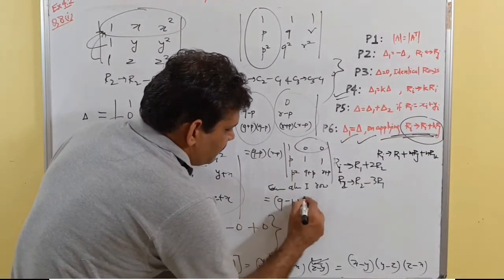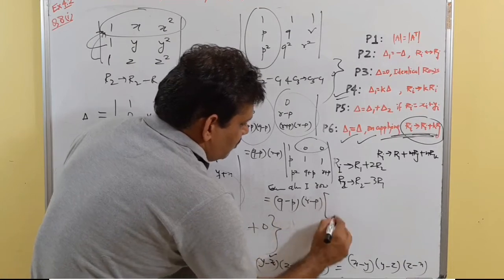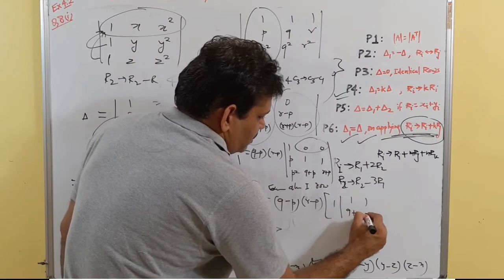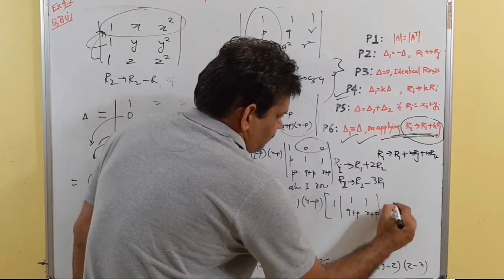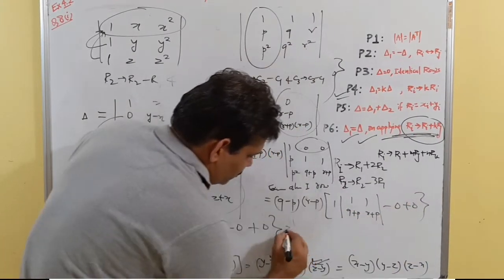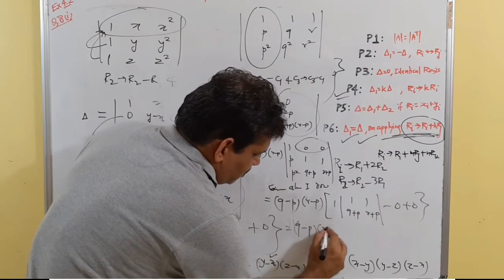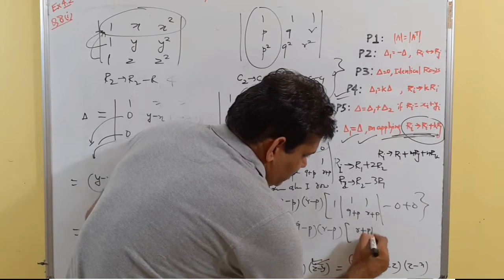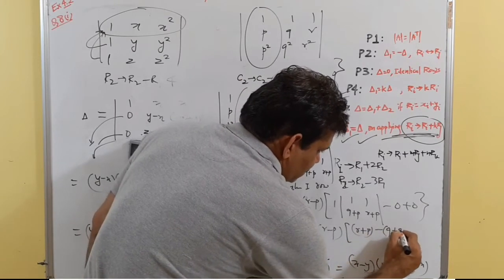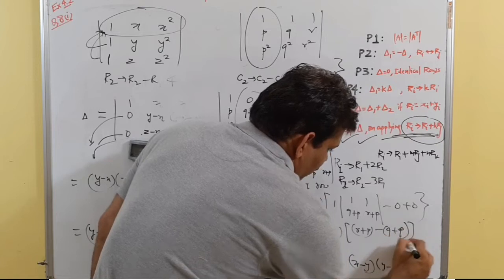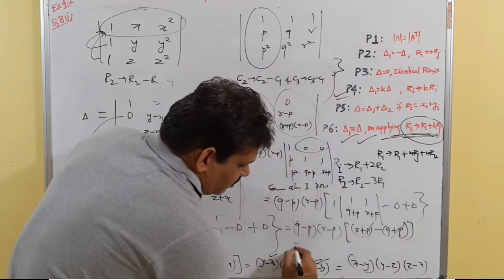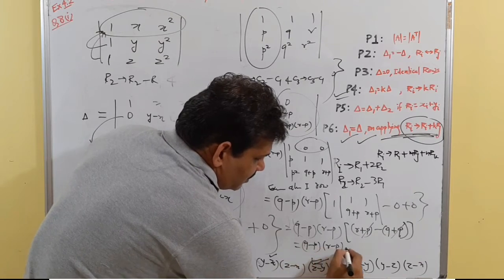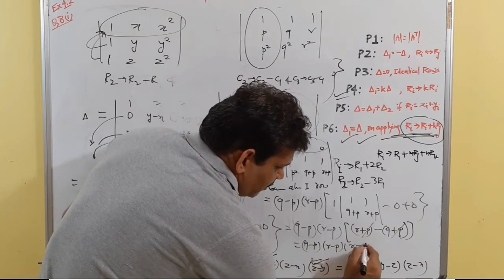Q minus p, r minus p. On expanding, what we get is 1 into the determinant 1 1, q plus p, r plus p, minus 0 plus 0. So this gives me q minus p, r minus p, and r plus p minus q plus p. Well, this p is cancelled out. This gives me q minus p, r minus p, and r minus q.